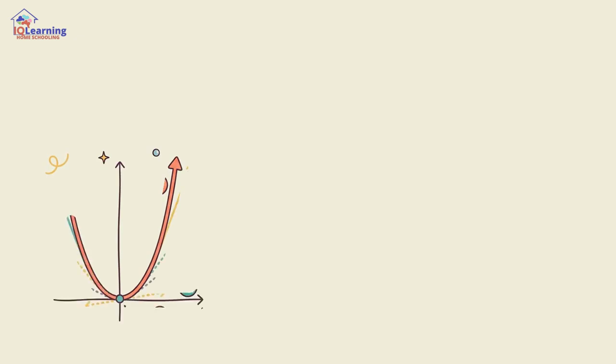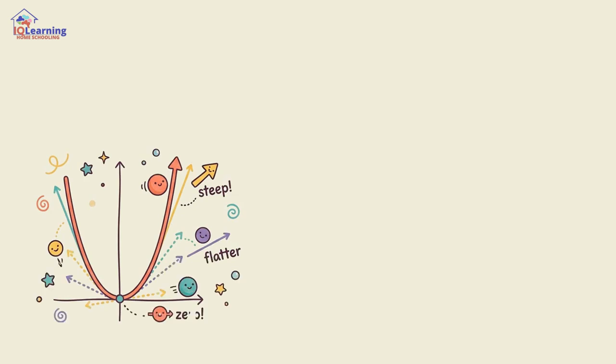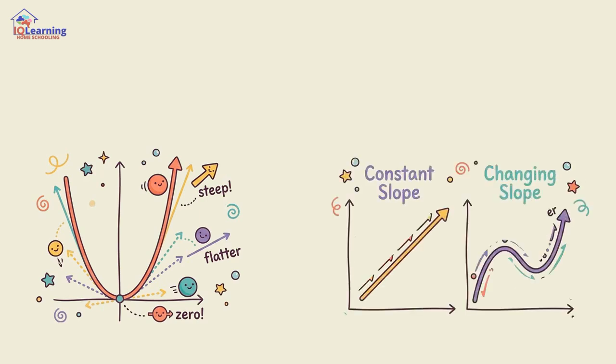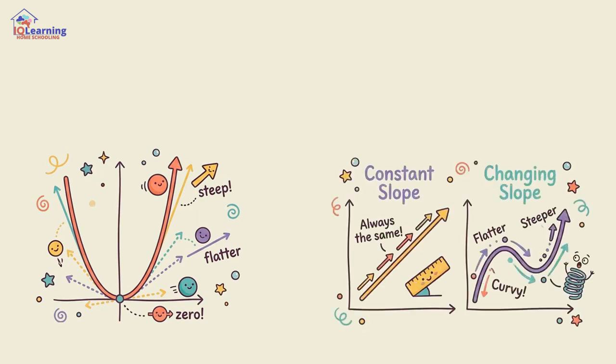First, picture the parabola y equals x squared. Near the bottom, it's flatter, and as you move right, it gets steeper. That means the slope changes depending on where you are. A regular straight line has one constant slope, but a curve does not. That's why we use derivatives.